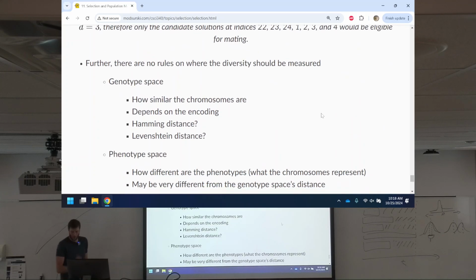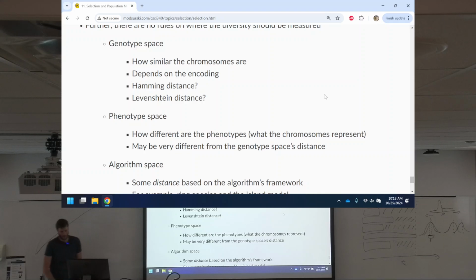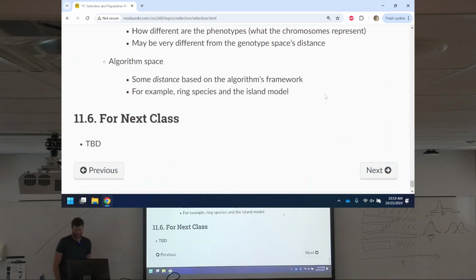Further, there are no rules on how diversity should be measured. Should you do it in the genotype space? How similar are the chromosomes? Well, this depends on the encoding. Maybe you should use Hamming distance, Levenshtein distance, whatever you want. Phenotype space: how different are they in terms of what the chromosomes represent? This may be very different from the genotype space, depending on how direct or indirect your encoding is. Algorithm space: some distance based on the algorithm's framework, for example, ring species and island model.